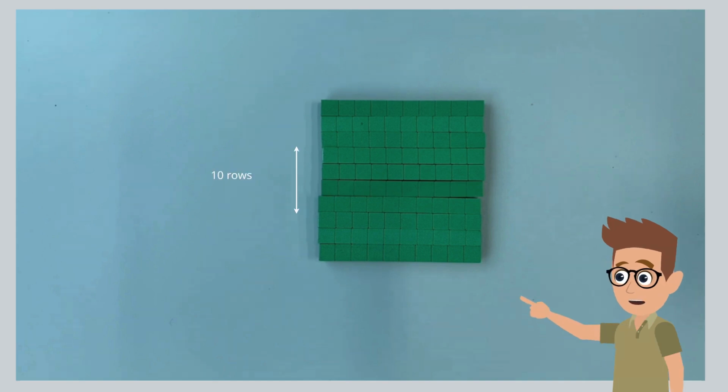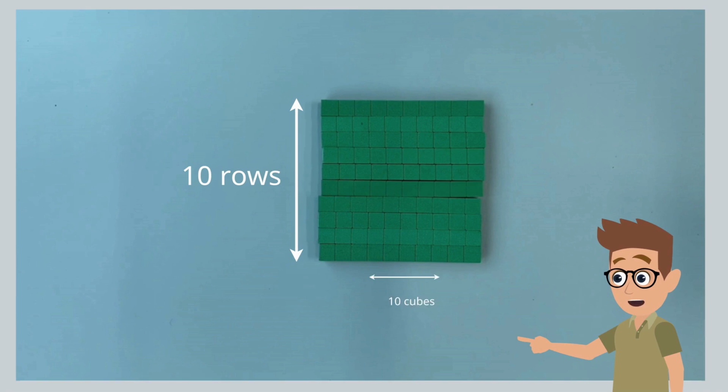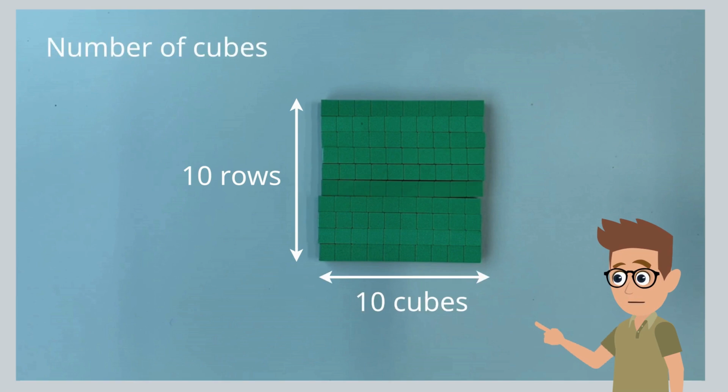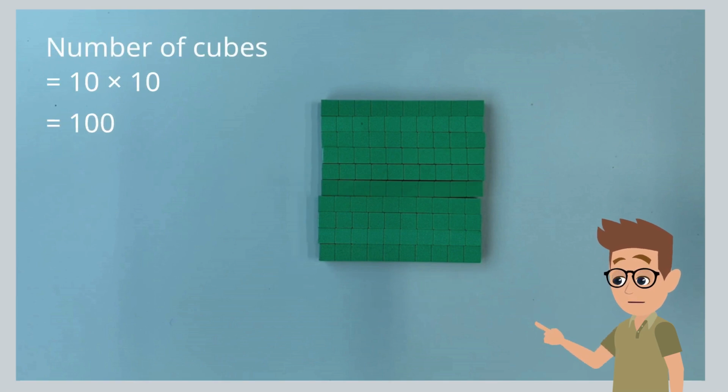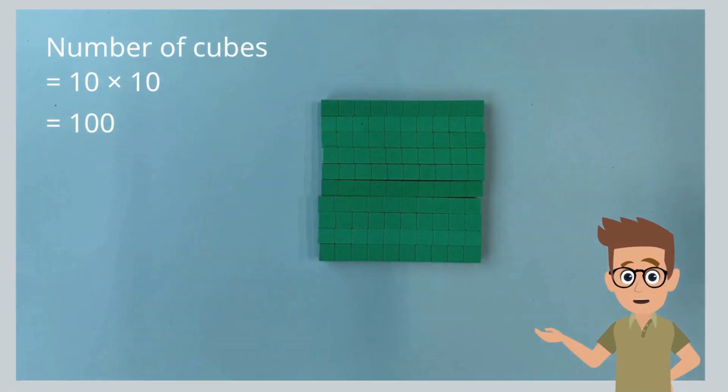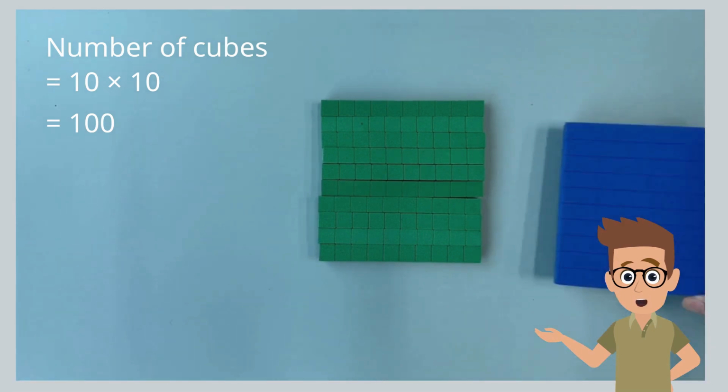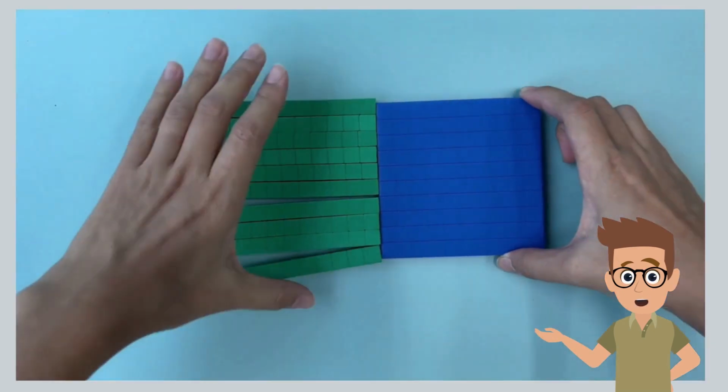Since there are 10 rows of cubes and each row has 10 cubes, the total number of cubes is 10 times 10, which equals 100. Since 10 rows of 10 unit cubes has 100 cubes, we can replace it with a layer of 100 unit cubes.